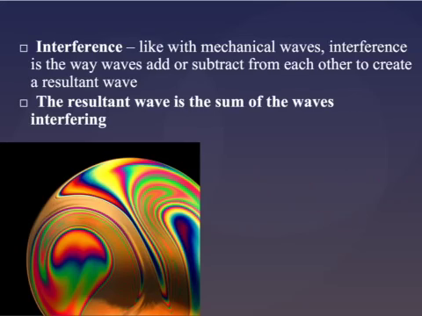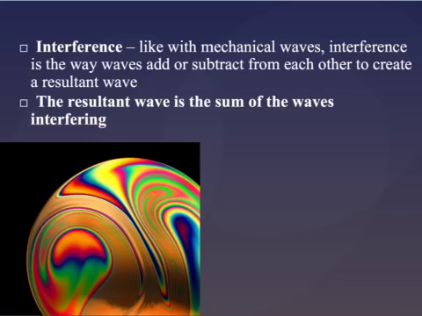So the definition is, interference works like with mechanical waves. It's the way that waves add or subtract from each other to create a resultant wave. The resultant wave of interference is the sum of the waves interfering.